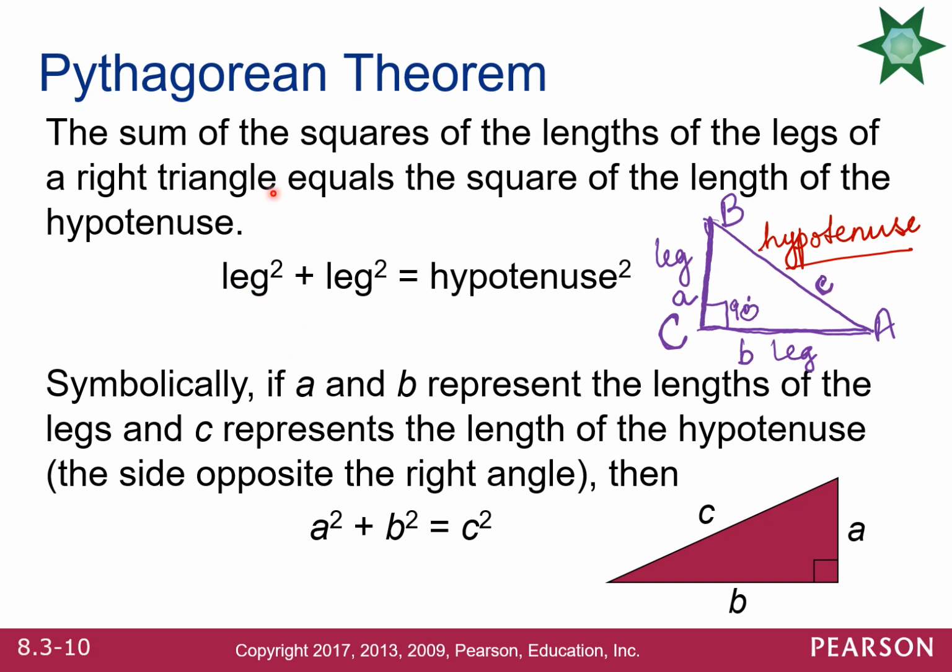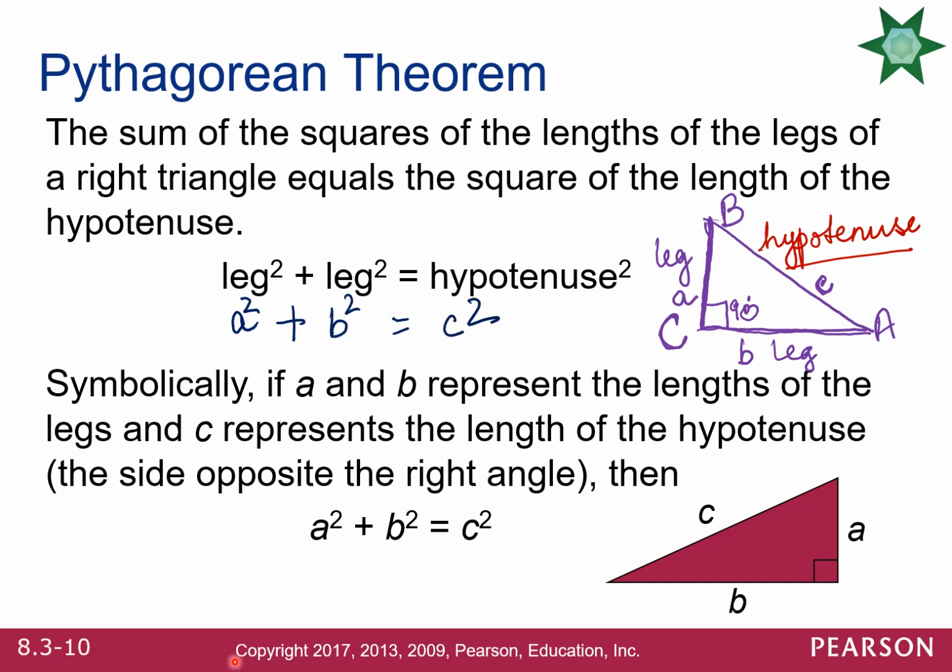Leg squared plus leg squared equals the hypotenuse squared. And instead of saying leg and leg, since we don't know which leg it is, to be more precise, we can replace these values of the legs. We denote the legs by A and B. So we can rewrite this as A squared plus B squared equals C squared.